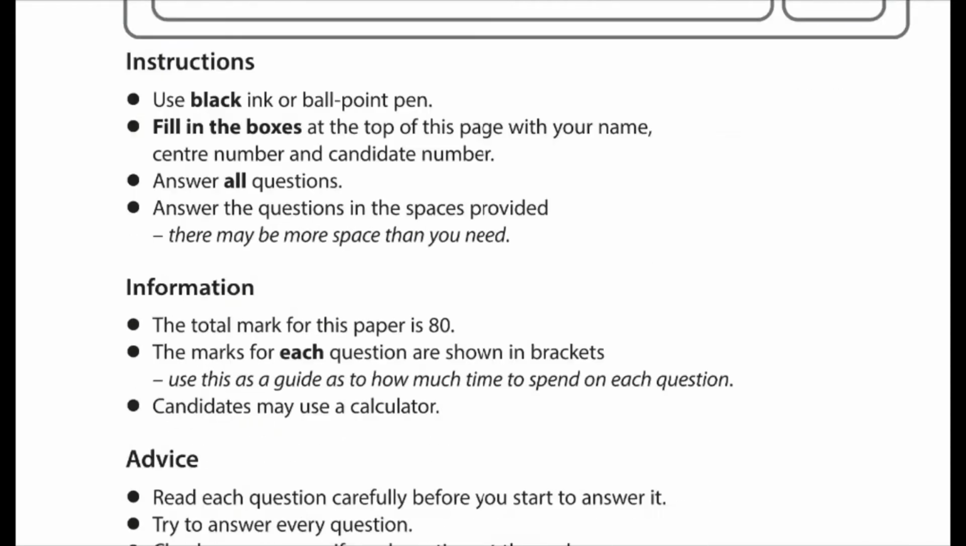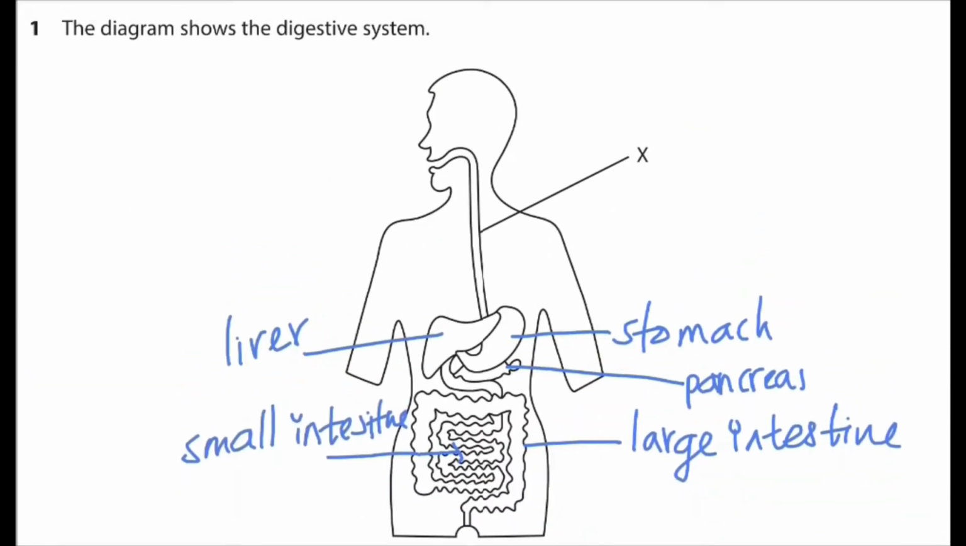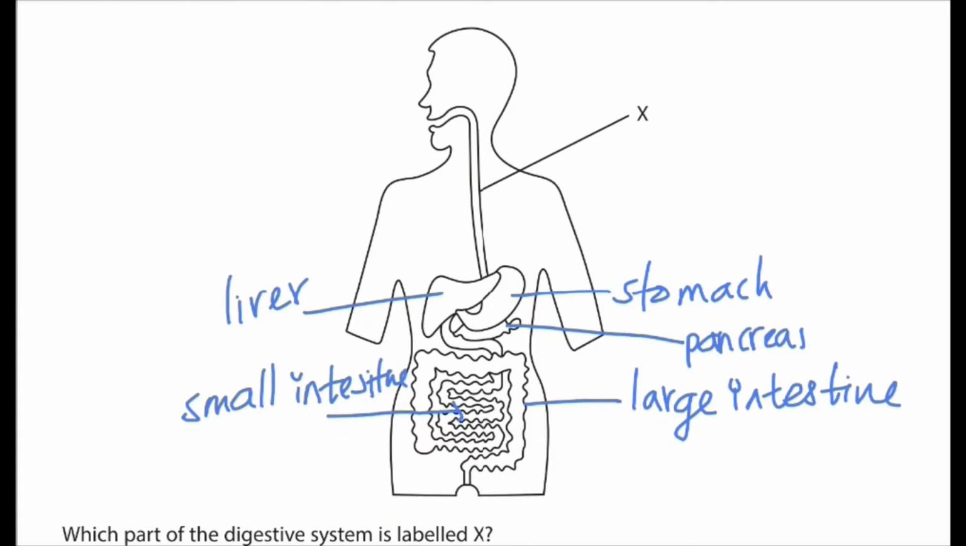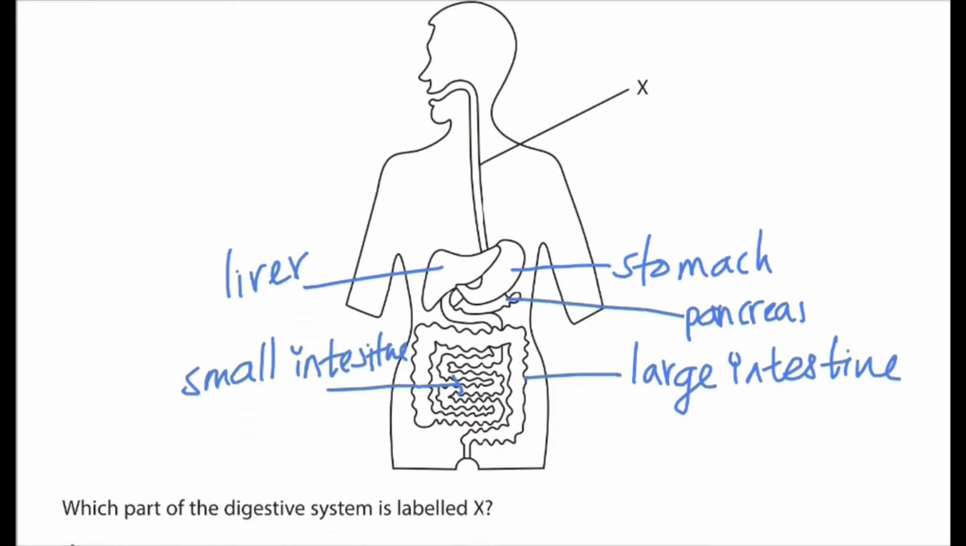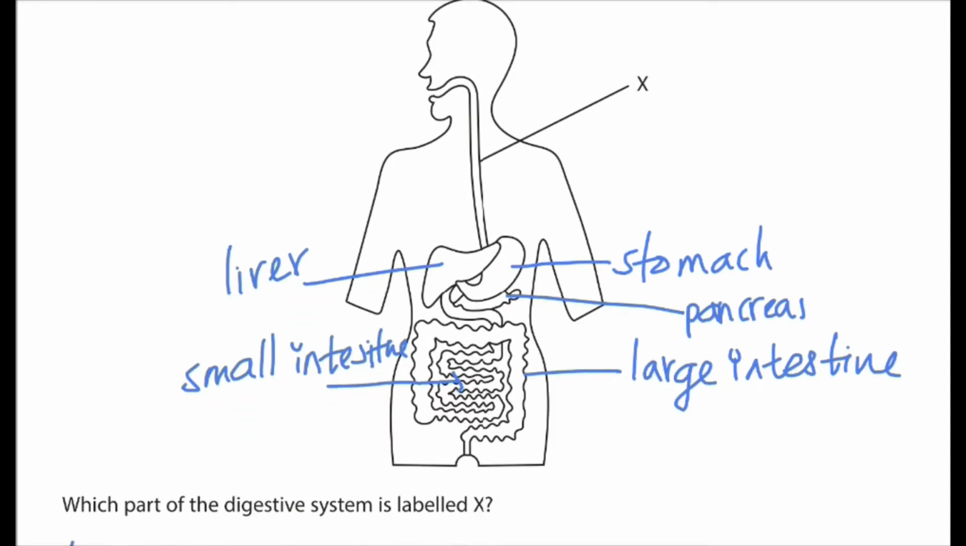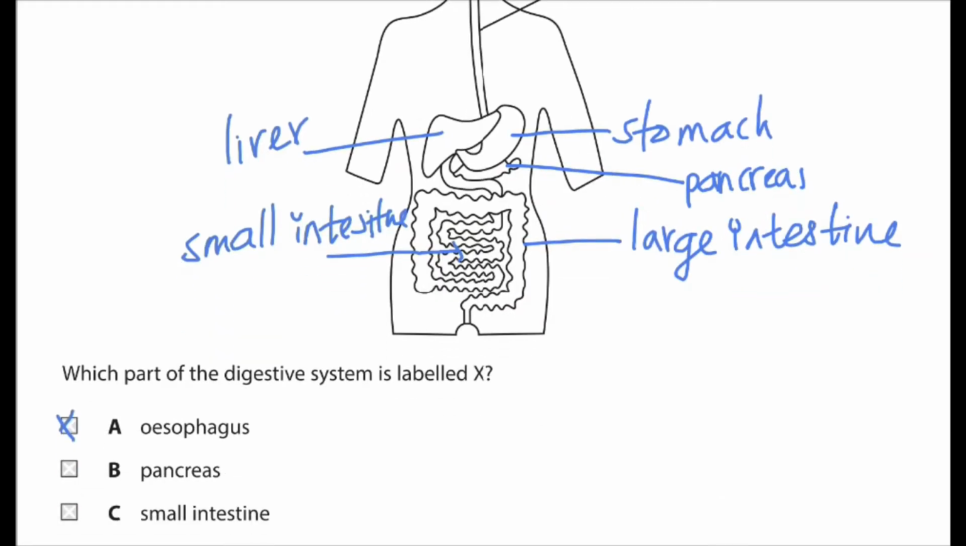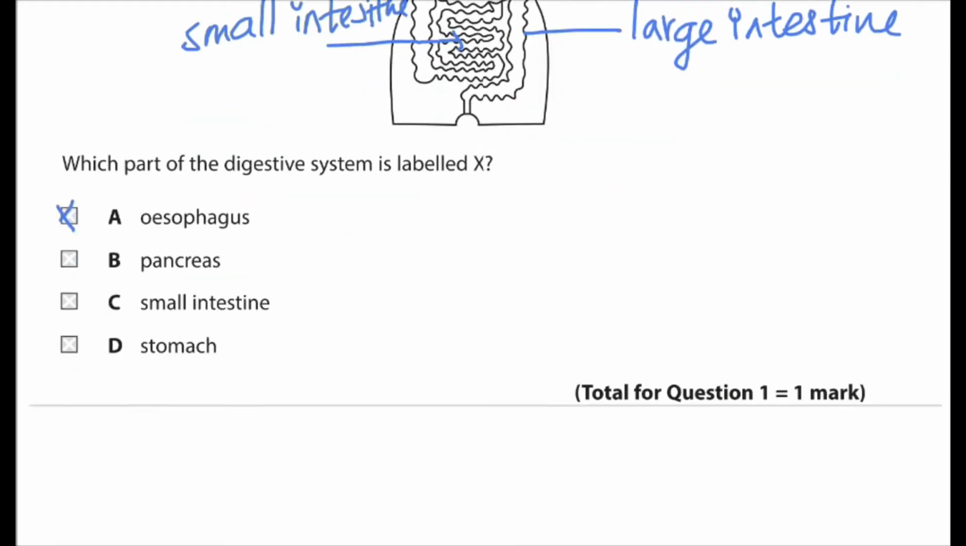Let's look at the first question. They are asking about the digestive system. I have already labeled a few of these. Which part of the digestive system is labeled as X? That is the esophagus. And the other ones, you can see I have labeled stomach and also pancreas, large intestine, liver and small intestine. We'll move to the next question. I have already marked esophagus over here.